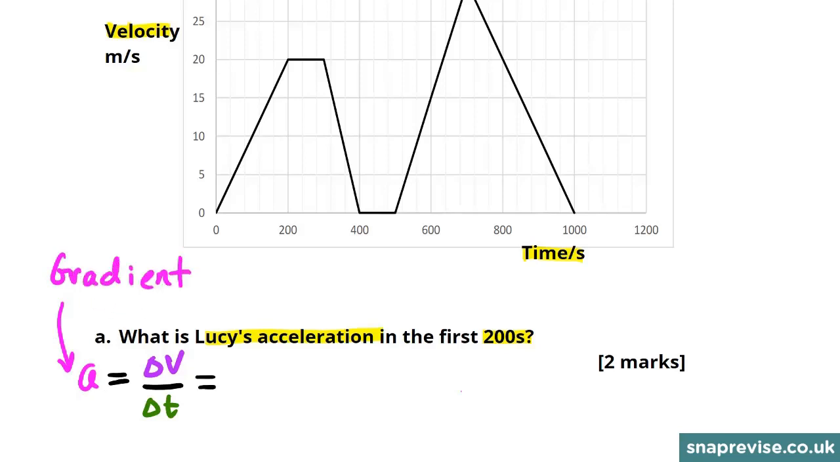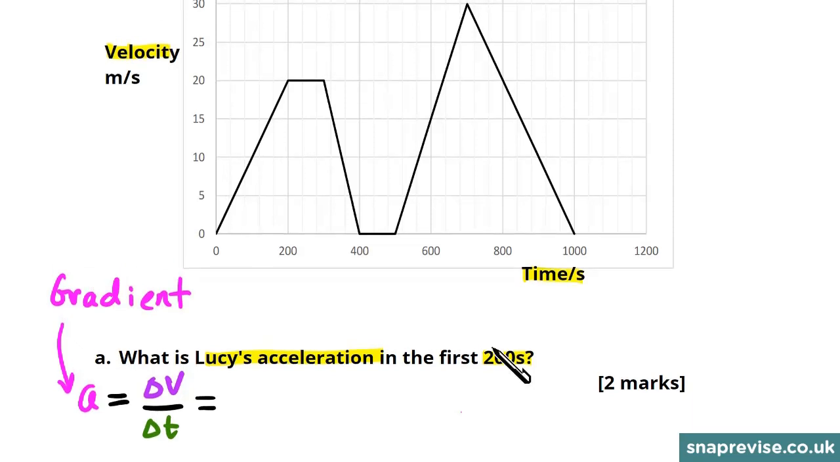Now we're being told specifically to calculate this gradient over the first 200 seconds. So let's take a look at that region on the graph. That's the region from 0 up until 200. And of course this change in time that we're looking at here is 200 seconds.